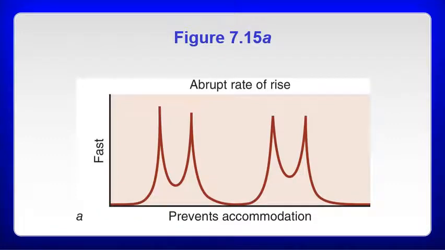So this is going back to the rate of rise. So here we have an abrupt rate of rise, and again, the idea here is to prevent accommodation. What this does is it minimizes the chance of exciting high accommodation fibers and just limits the waveform's ability to create that accommodating effect. If it has an accommodating effect, then you're not going to get as much out of the overall treatment.